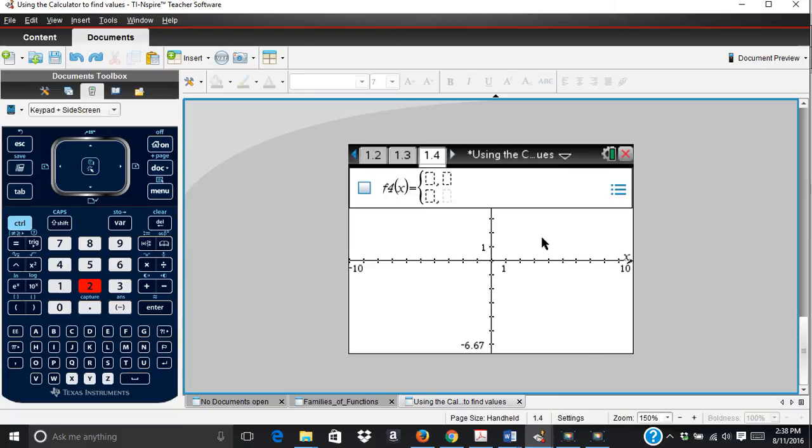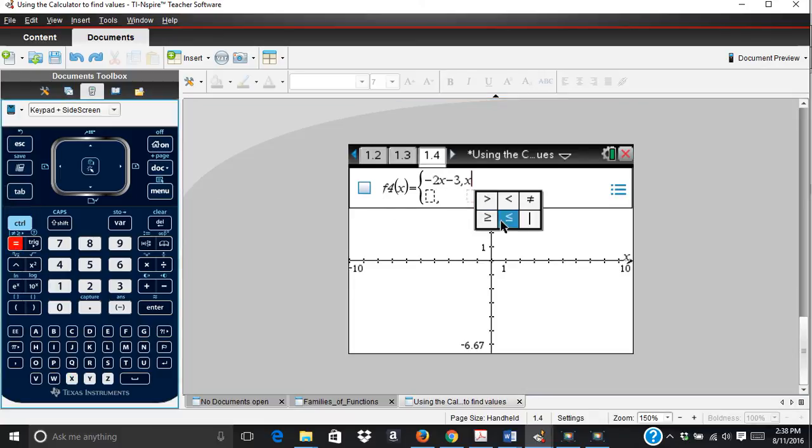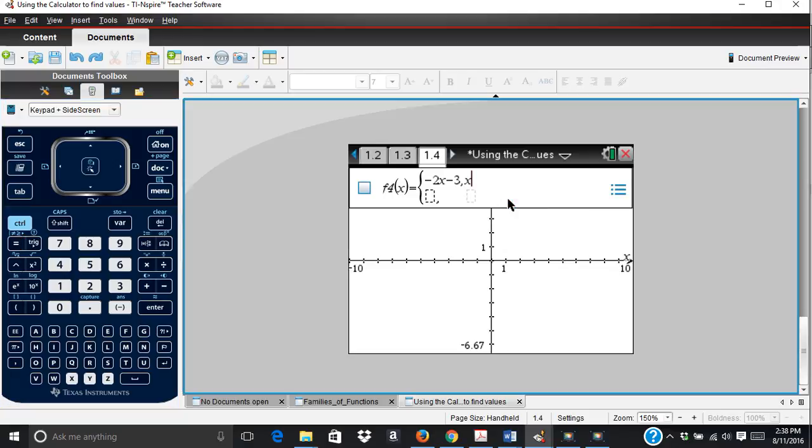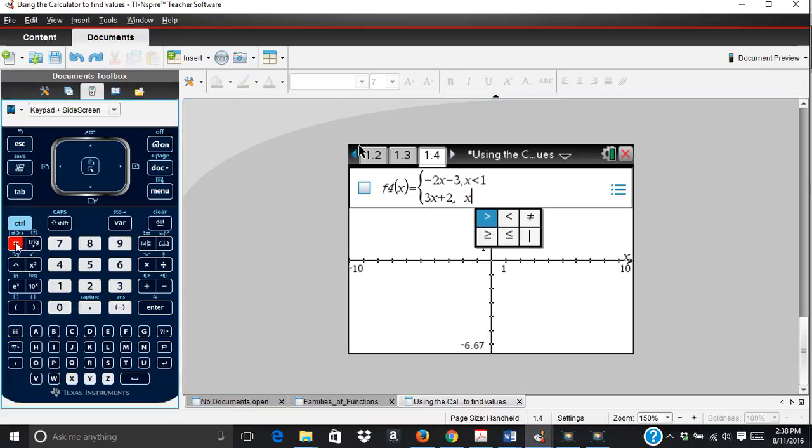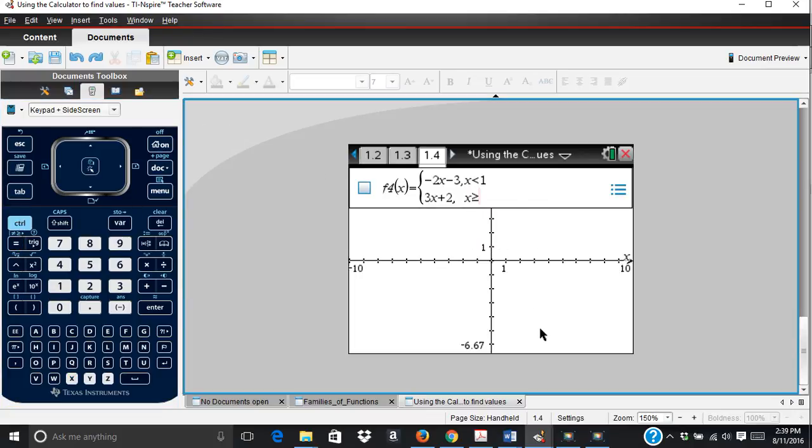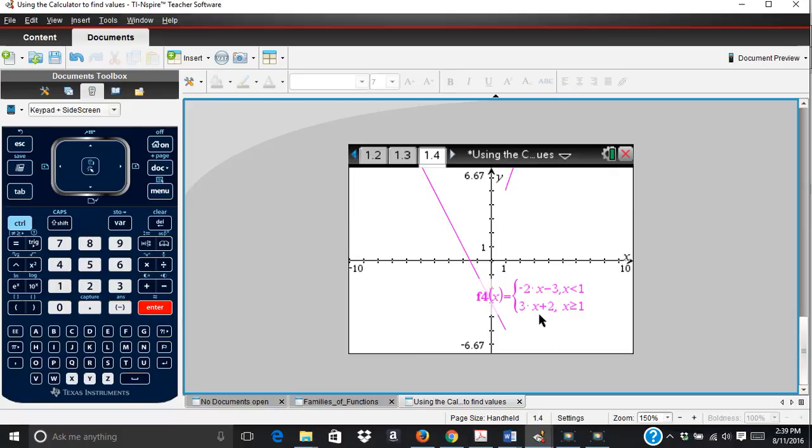So first you're going to enter the expression. It's negative 2x minus 3. Then you tab over and type in x, and then you go to above the equal sign. So control. And this is going to be when x is less than 1. Then you go to the next one. You tab over, and it's 3x plus 2, when x, again I have to use inequalities, is greater than or equal to 1. I press enter, and it graphs my graph for me, just what I had.